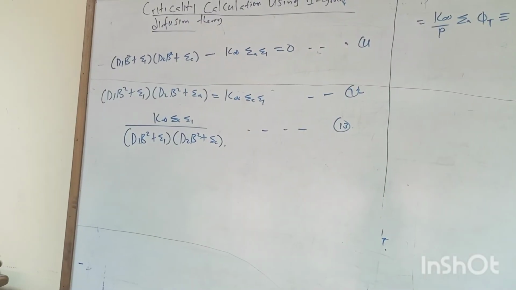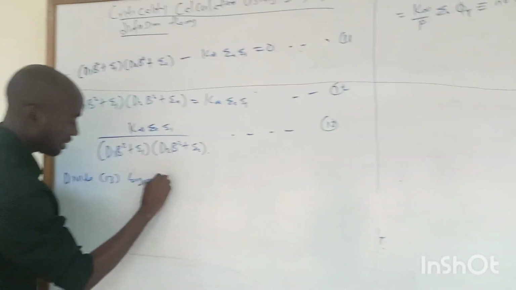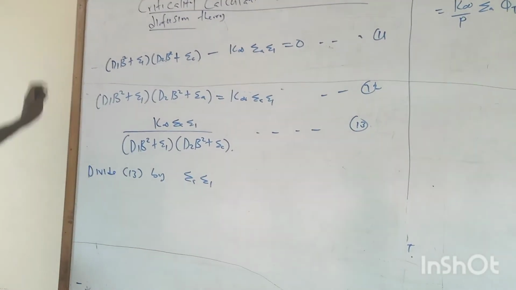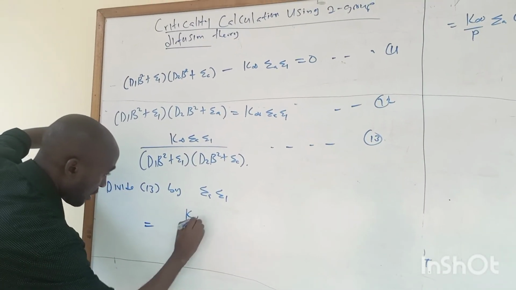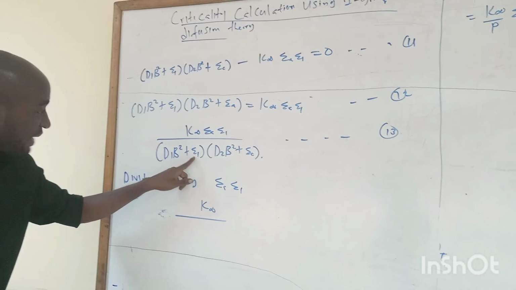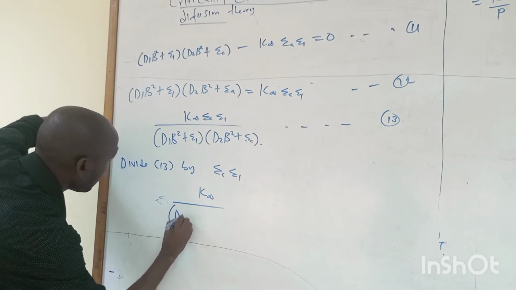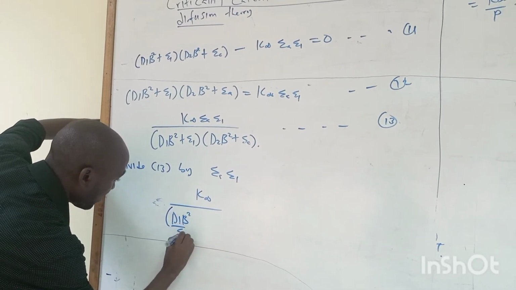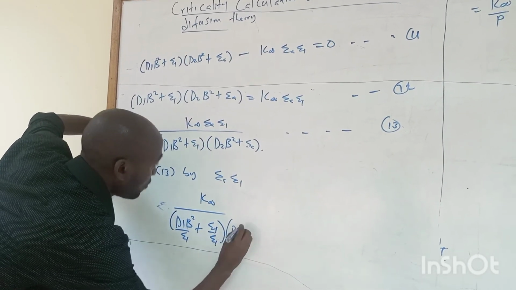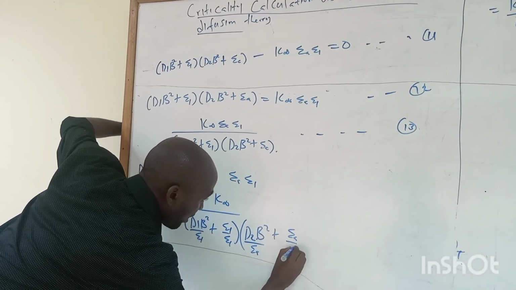Let's divide equation 13 by ea e1. Divide 13 by ea e1. This one will go in the numerator. Now we have k infinity over, since it's not a cross term, we divide by e1, divide by ea. Now we have d1 b squared over e1 plus e1 over e1, d2 b squared plus ea over ea.